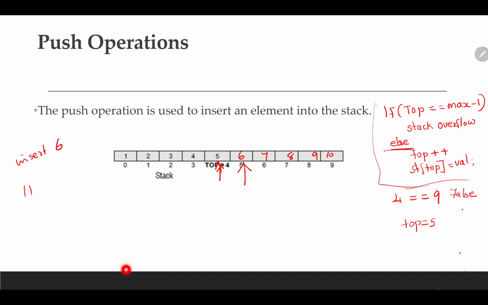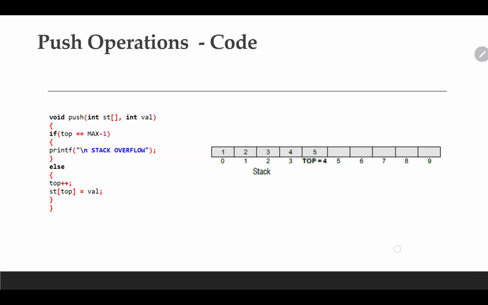So first we have to check the condition. What is the top value? It is 9. Max minus 1 is 9. So now the condition is true. So it will print the message as stack overflow. So this is the procedure for doing the push operation. Next we will see the code.